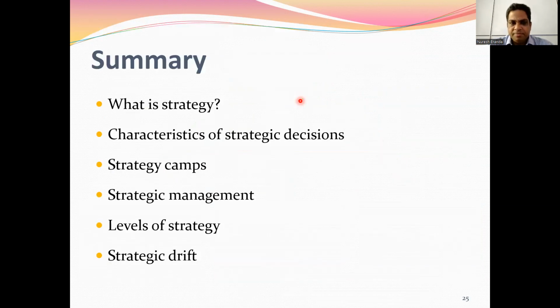So let's summarize what we discussed here. We talked about and defined the meaning of strategy, then the characteristics of strategic decisions, strategic camps, and then we talked about strategic management as a process which has three elements: strategic position, strategic choices, and strategy in action, and then levels of strategy. There are three levels of strategy that we discussed: corporate level, business level, and the functional level. And finally, we talked about strategic drift. What is strategic drift? Making our organization more updated in line with the environmental dynamism which is happening.